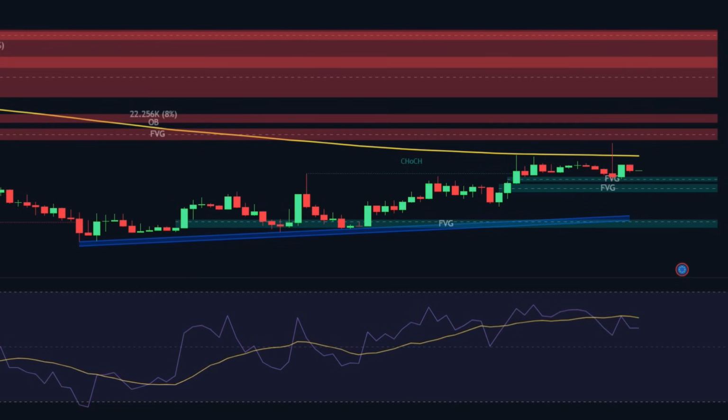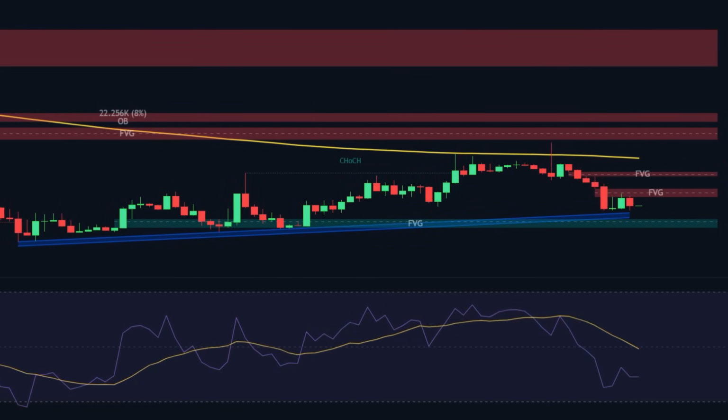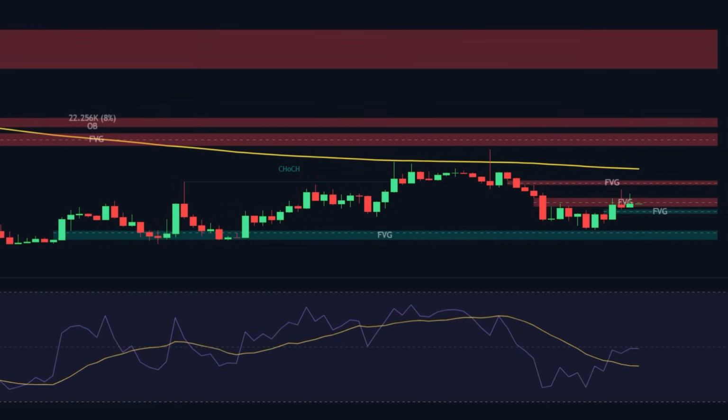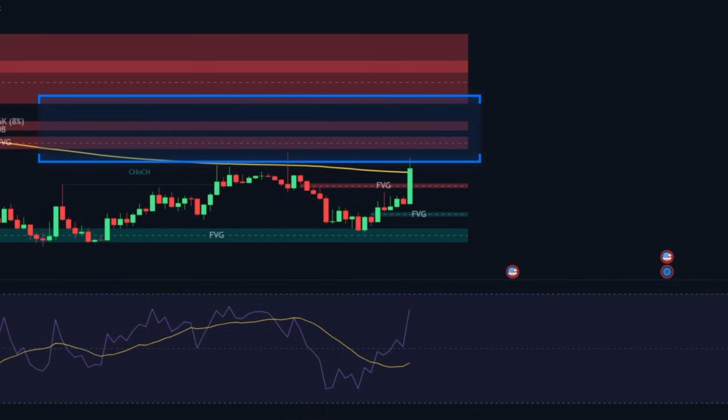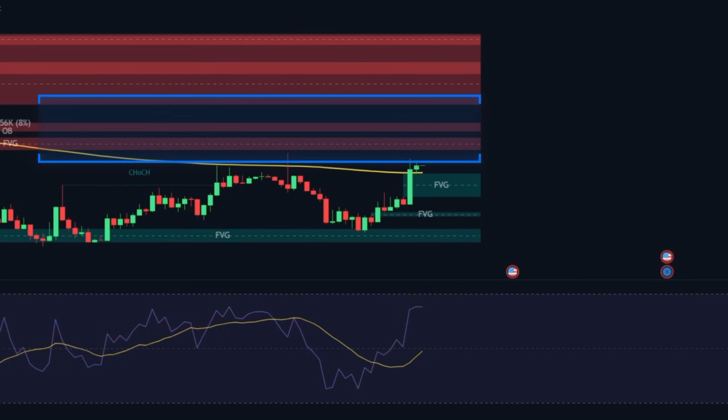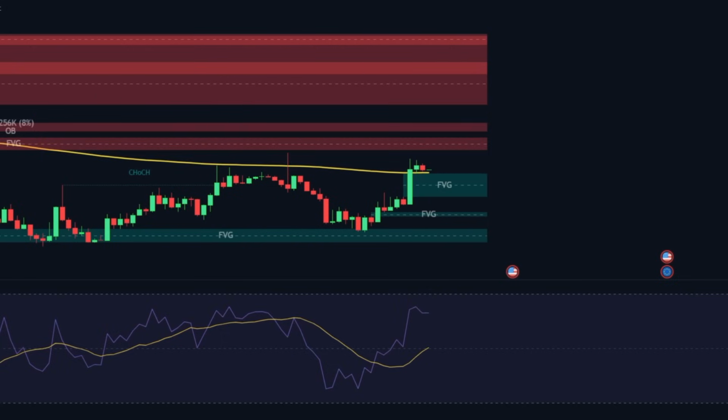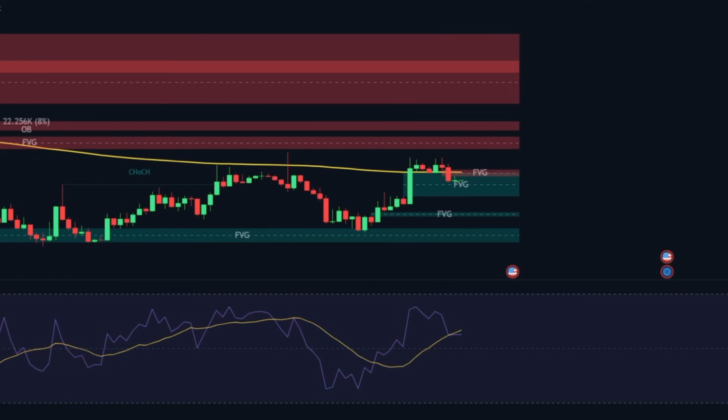Step 2. Area of value. We see the price is rallying up, pulling back towards the EMA. And look at this. The Price Action Toolkit has drawn a perfect bearish order block right here. This is our high probability zone. Now, we don't sell yet. We wait patiently.